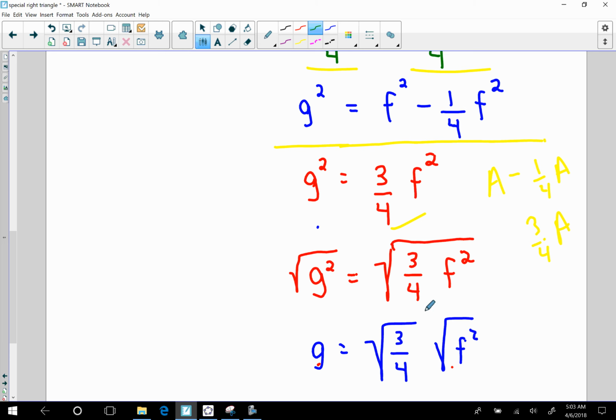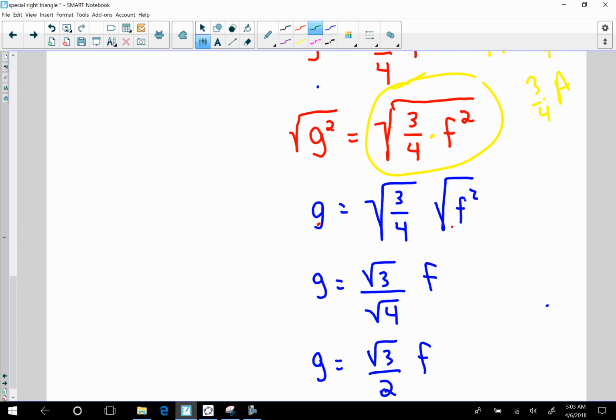And I'm going to take the square root of this, the square root of 3/4 f squared. This is one of the things that we investigated in the prior video about simplifying square roots. Here I have the square root of a product, the square root of 3/4 times f squared. Well, I can write that, because of that property of simplifying square roots, as the square root of 3/4 times the square root of f squared.